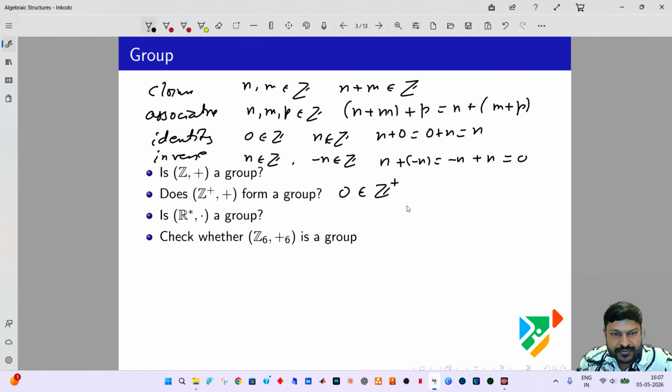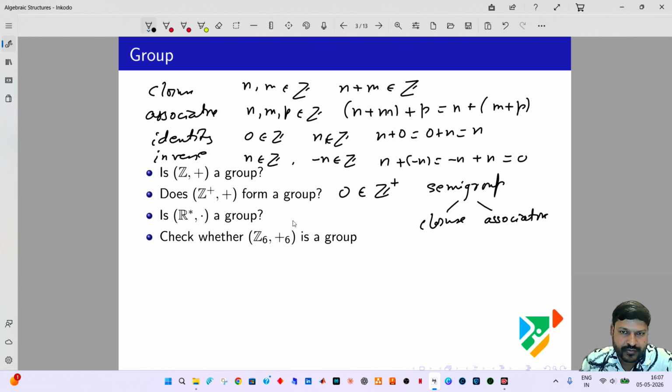Then what is it? It is simply a semi-group. What is a semi-group? A semi-group has the closure property. Without closure property, you're not going to discuss any algebraic structure, as we have already discussed in the class. And the second property in a semi-group is the associative property.